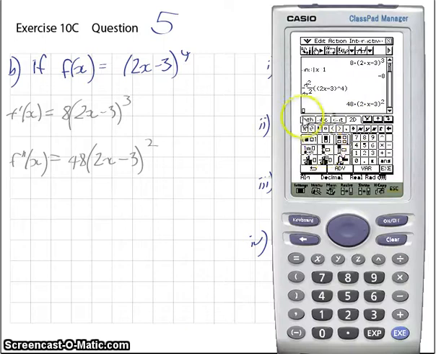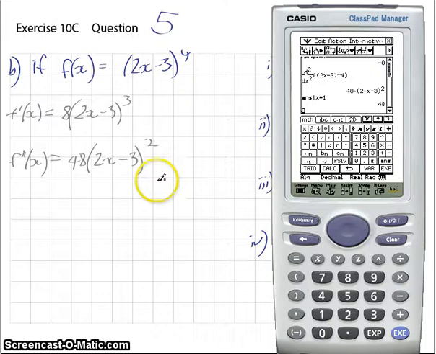Also want to evaluate that at the point where x equals 1, 48.